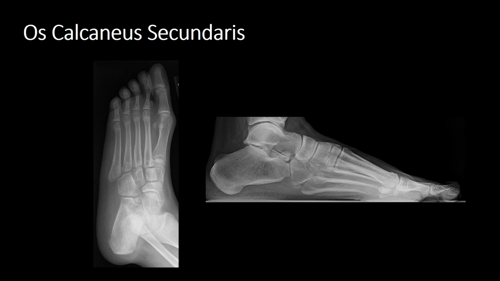Os calcaneus secundarus. This accessory ossicle is located adjacent to the anterior process of the calcaneum. On the left, we have an example of os calcaneus secundarus. On the right, we have a fracture through the anterior process of the calcaneum. Let's look at these images more closely.